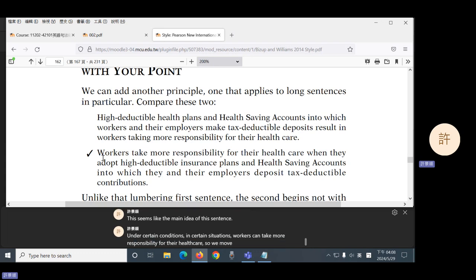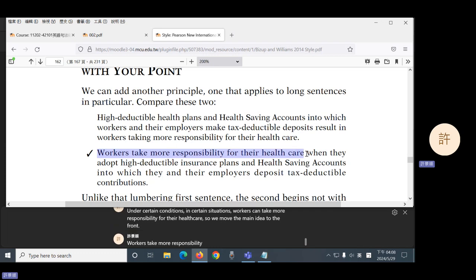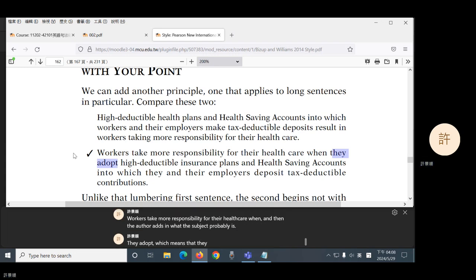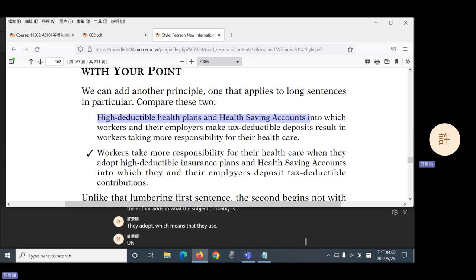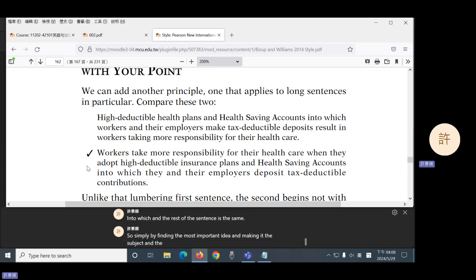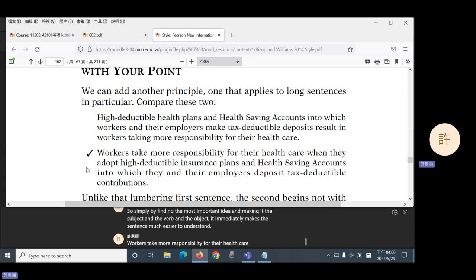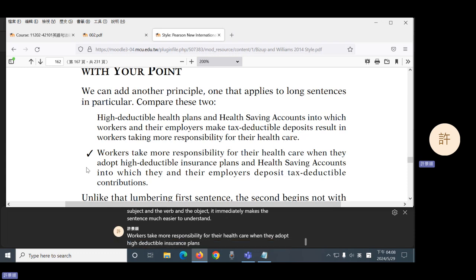So we move the main idea to the front. Workers take more responsibility for their healthcare when, and then the author adds in what the subject probably is, they adopt, which means that they use these things, blah, blah, blah, into which, and the rest of the sentence is the same. So simply by finding the most important idea and making it the subject and the verb and the object, it immediately makes the sentence much easier to understand. Workers take more responsibility for their health care when they adopt high deductible insurance plans and health saving accounts into which they and their employers deposit tax deductible contributions.